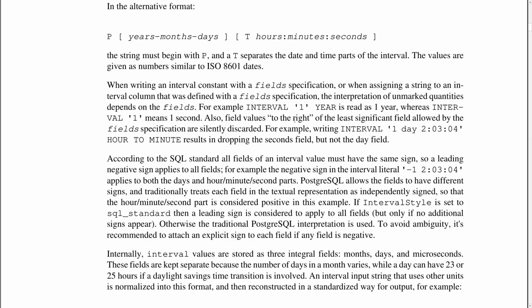Also, field values to the right of the least significant field allowed by the field specification are silently discarded. For example, interval '1 day 2:03:04' hour to minute results in dropping the second field but not the day field.